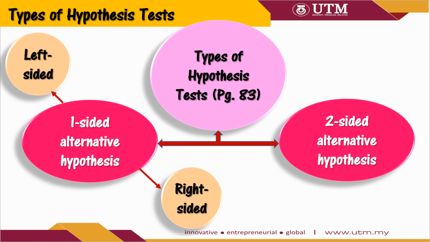These three types of hypothesis tests will somehow influence the choice of critical region and hence the critical value in a certain statistical testing procedure. Therefore, it is crucially important to identify clearly which of the three tests we should carry out when testing a particular population parameter.